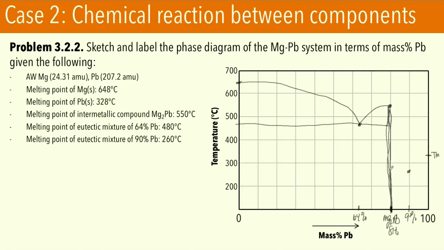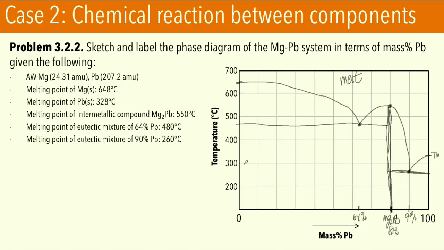So we also have our eutectic temperature over here, and then we have the meeting of our melting curves at this point here. So this is the general shape of our phase diagram. On top here we're going to have our melt, in this region here.